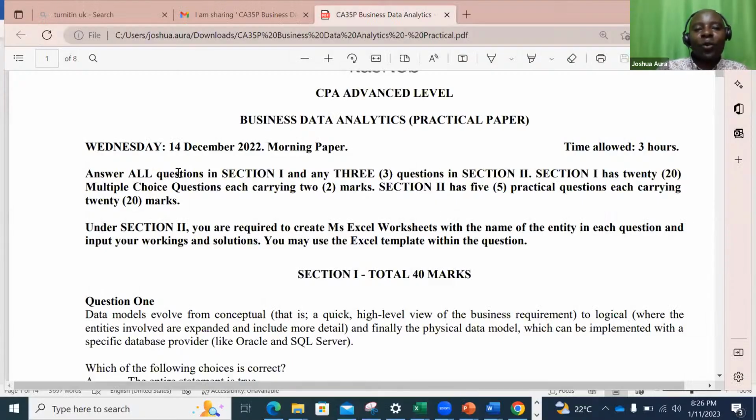Great. Okay, so if you look at this paper that was tested, given to us on the 14th, the requirement is very clear. Answer all questions in section 1 and any 3 questions in section 2. Section 1 has 20 multiple choice questions, each carrying 2 marks. Section 2 has 5 practical questions, each carrying 20 marks. Under section 2, you are required to create MS Excel worksheets with the name of the entity in each question and input your workings and solutions. You may use the Excel template within the question.